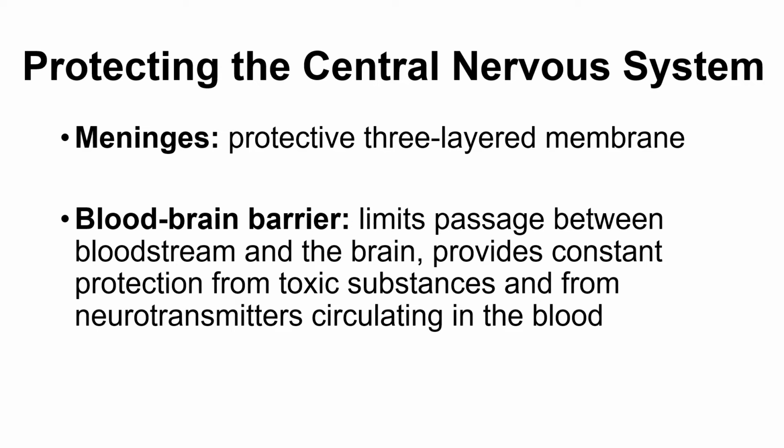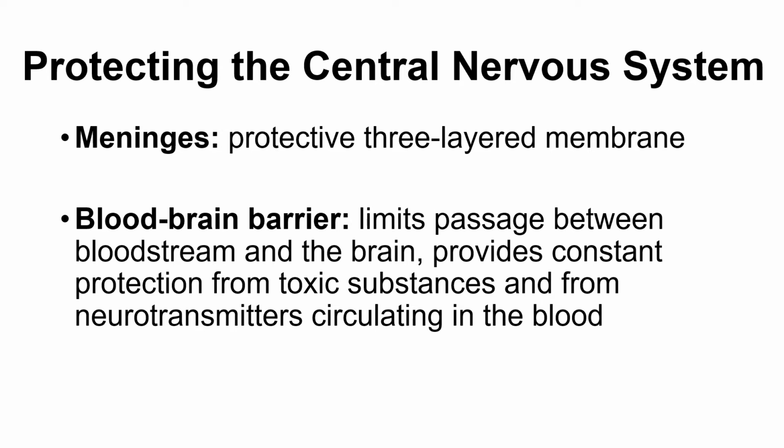So if stuff is in our bloodstream and would theoretically have access to the brain, the blood-brain barrier keeps it in the bloodstream without allowing it into the brain unless it meets certain criteria. So it would keep out things like toxins or extra neurotransmitters or things that we don't need in our brain, and only allows things that are supposed to be in.